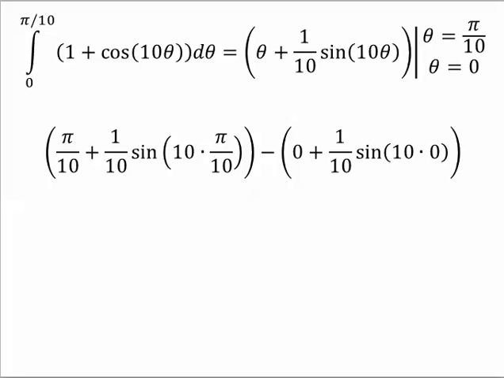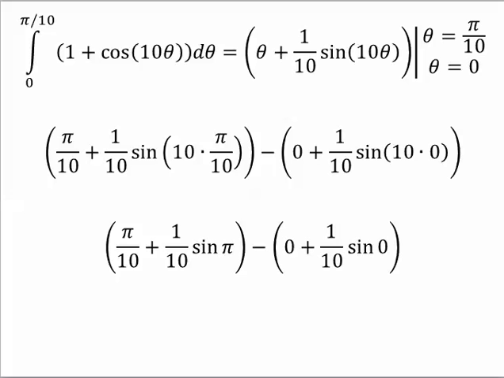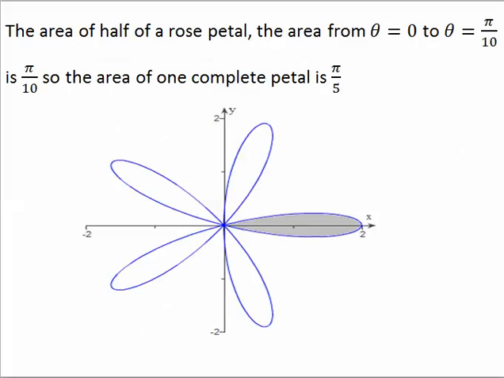So I'm evaluating from theta equals pi over 10 as my top bound, and theta equals 0 as my bottom bound. Now I need to find out what sine of pi is and sine of 0 is, and I'm recalling that they're both equal to 0. And so my final answer will be pi over 10. So the area of half of a rose petal, the area from 0 to pi over 10, is pi over 10, so the area of one complete petal is pi over 5.